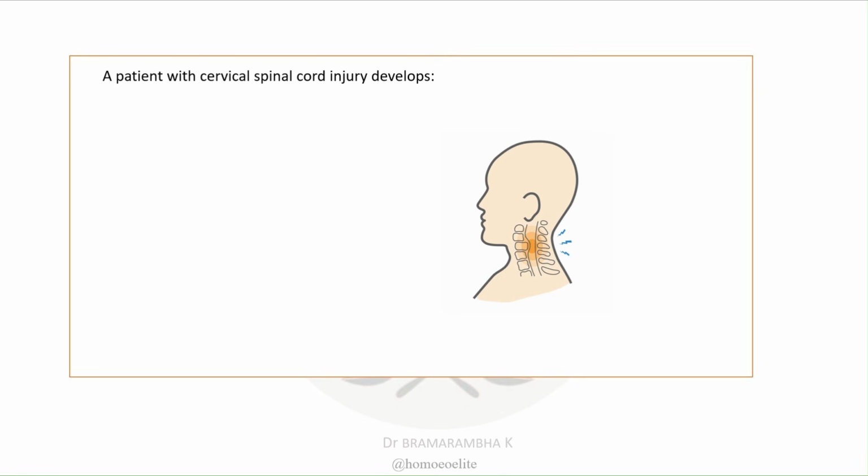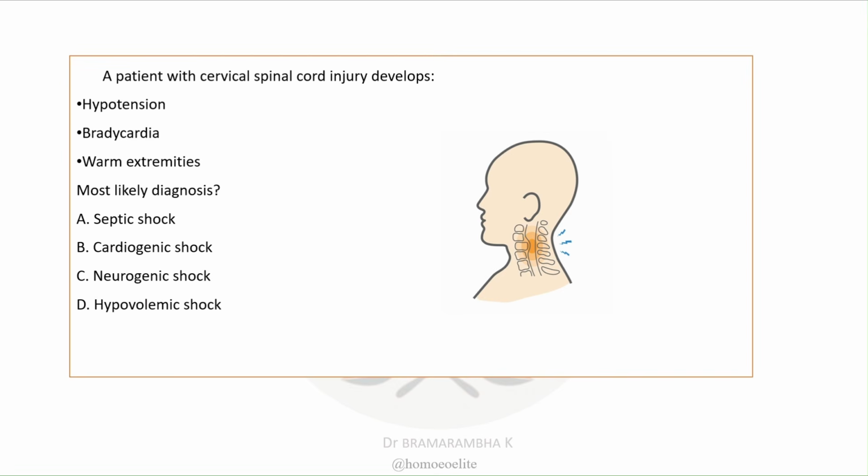Coming to the next MCQ. A patient with a cervical cord injury develops hypotension, bradycardia, and warm extremities. What is the most likely diagnosis? The options are septic shock, cardiogenic shock, neurogenic shock, hypovolemic shock.